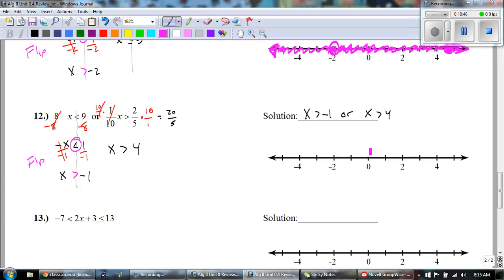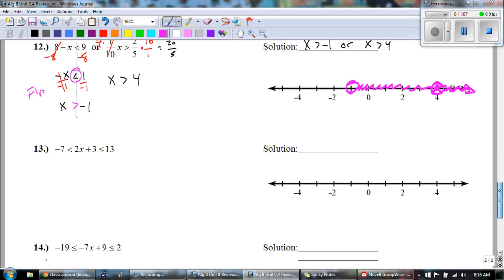So at negative 1, I am open, and I'm shading everything to the right. And there's my 4. It's actually closed now because our first inequality shaded that in, and it's to the right.